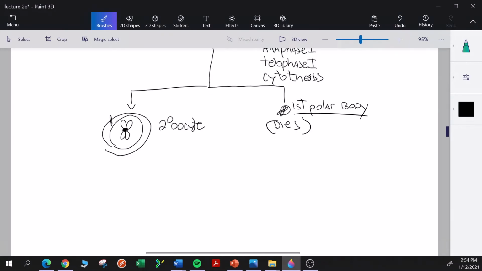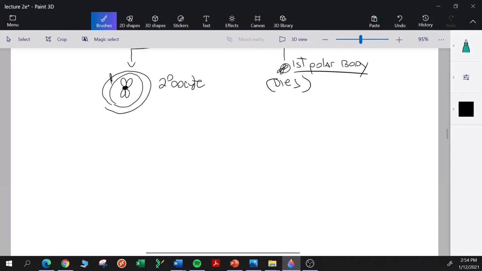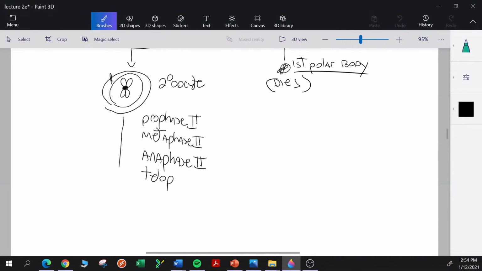Okay, so now the secondary oocyte undergoes meiosis 2. So we have prophase 2, metaphase 2, anaphase 2, and telophase 2. And then cytokinesis.